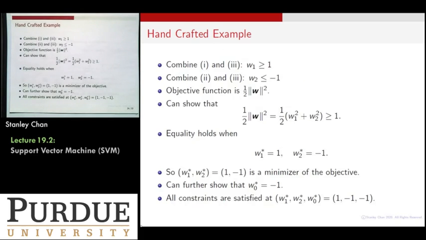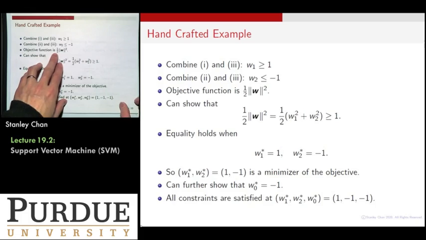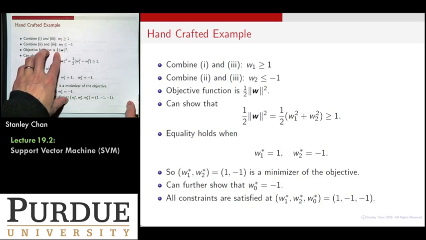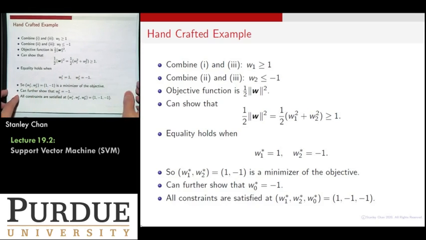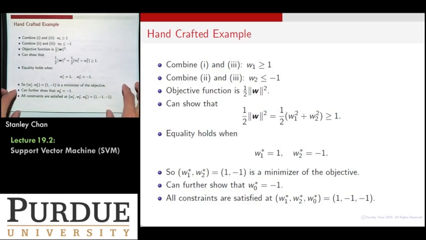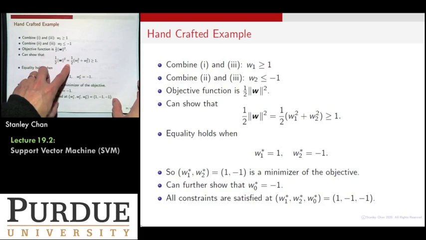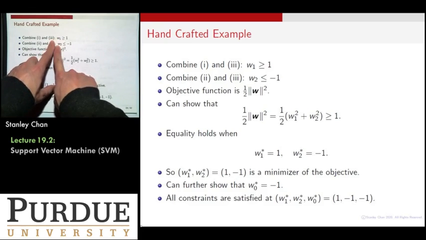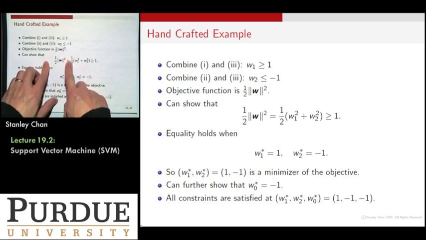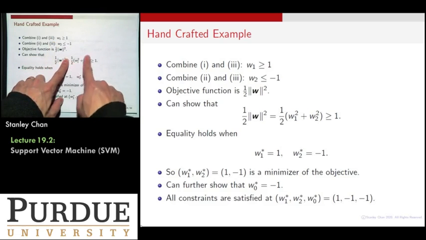And you can also write down the objective function. The objective function is trying to minimize the 2-norm square of W. Writing down the 2-norm square of W, it will be W1 square plus W2 square, and you have 1/2 of that. Then you want to solve this optimization problem. For this simple problem, you look at the constraints: W1 is bigger than 1, W2 is less than -1, and then you want to minimize this objective function.